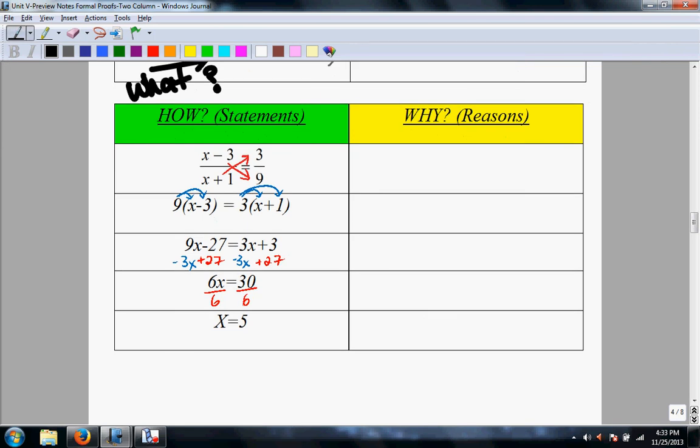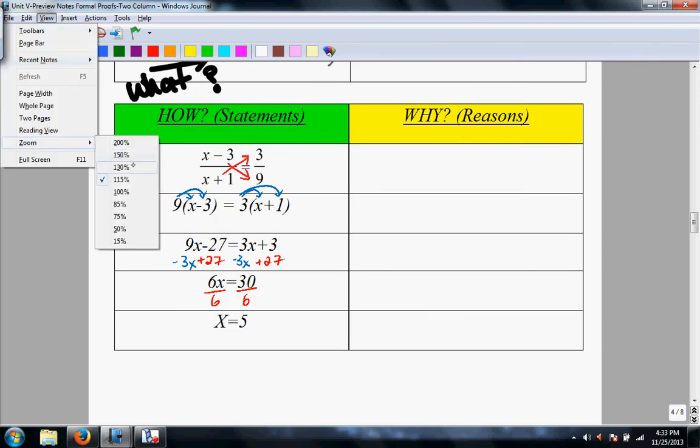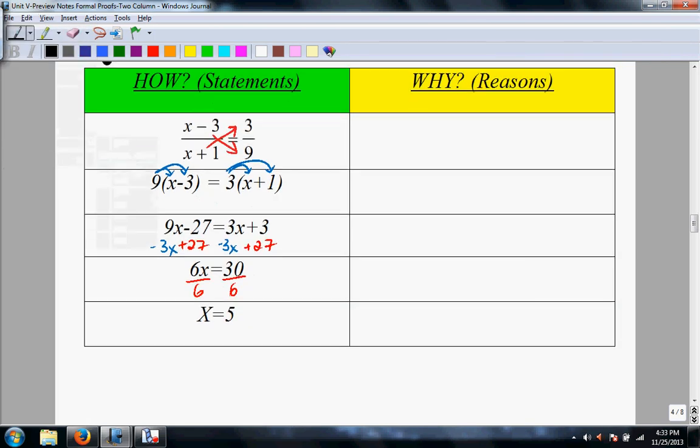Let's try another one. Taking a look here. Okay, so we started with x minus 3 over x plus 1 equals 3 over 9. You can see the first step we did here is we cross multiplied. So how I got from here to here is called the cross multiplication property.